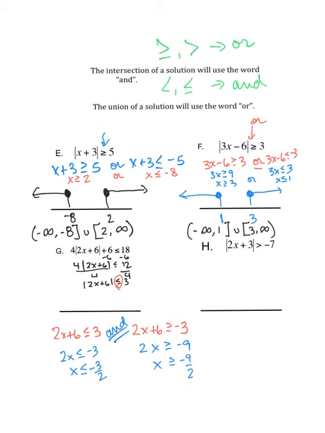Wait, I'm sorry. Why would it be and this time? Okay, because it's less than. If you go back to that, that's why we're going to use and in this case. So here's negative 9 halves. Here's negative 3 halves. And we want where it's greater than one and less than the other one. Negative 9 halves to negative 3 halves. That's my solution.